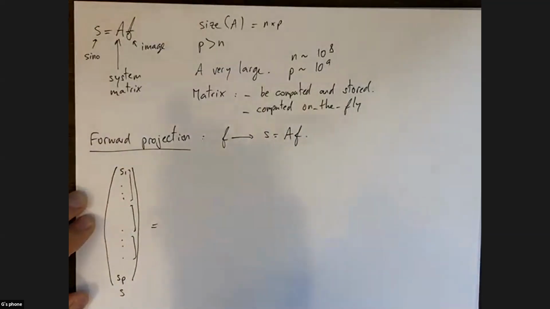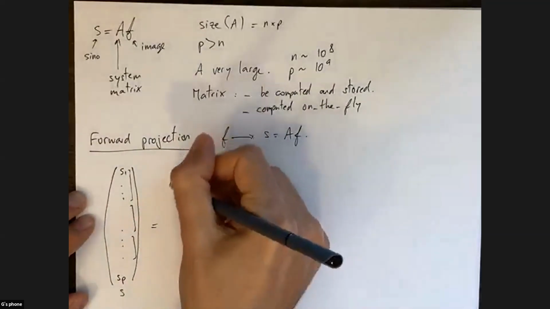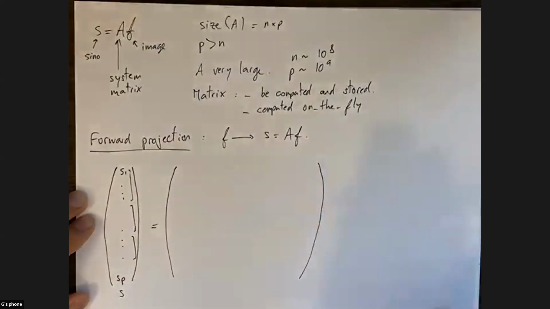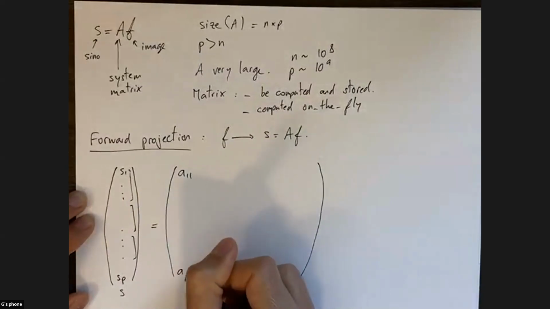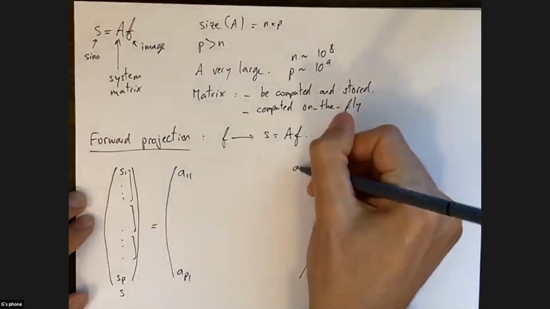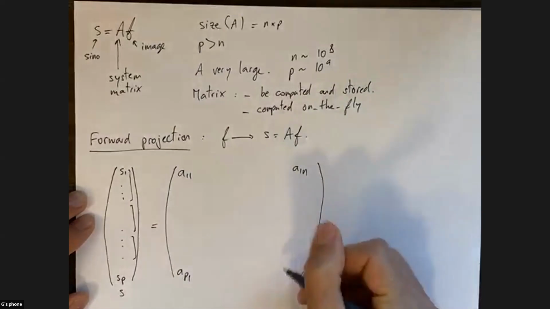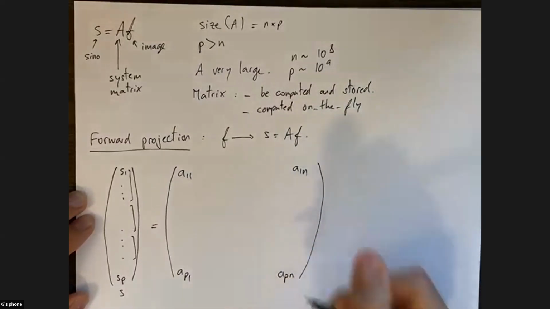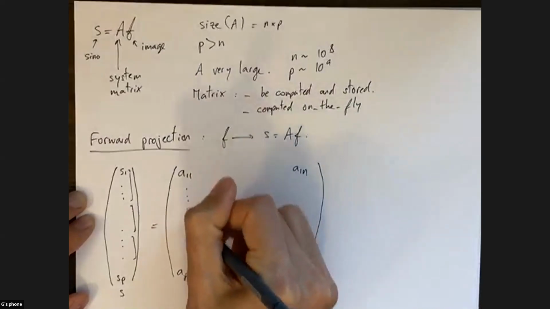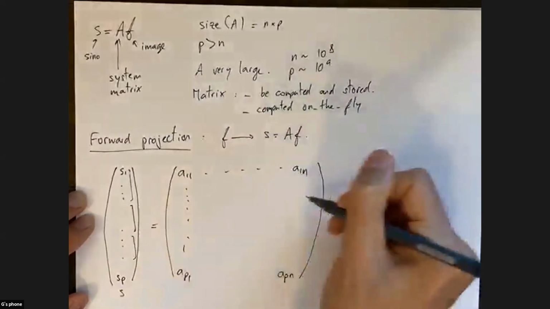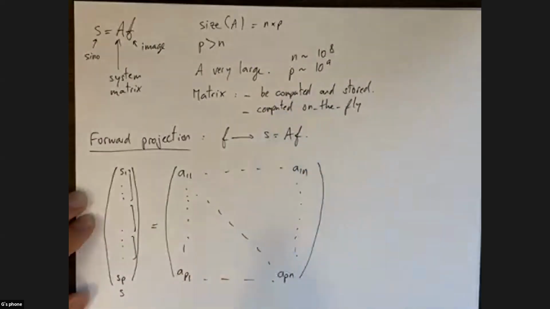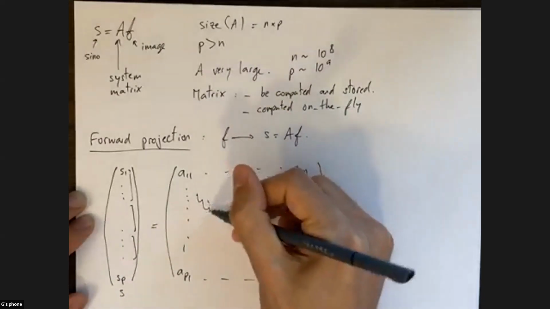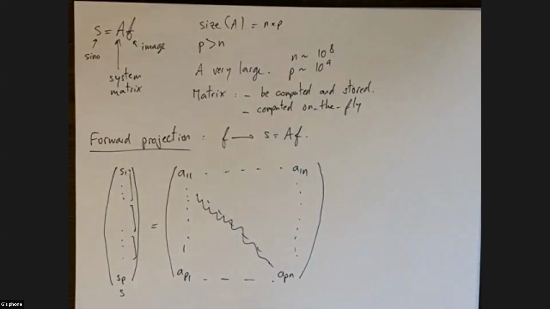So S is equal to the matrix, and the matrix is this big bulky structure here. At the top, we have A11, there we have AP1, here we have A1N, and at the bottom, we have APN. So this is the big matrix that has all those coefficients in it. Most of them are 0, like I said. Actually, there's no diagonal. I shouldn't be drawing a diagonal because the matrix is not square. It's a rectangular matrix.